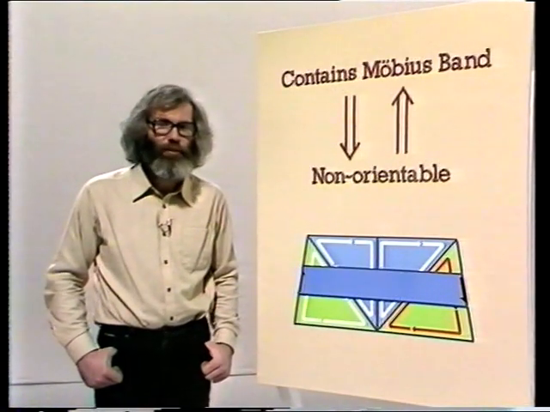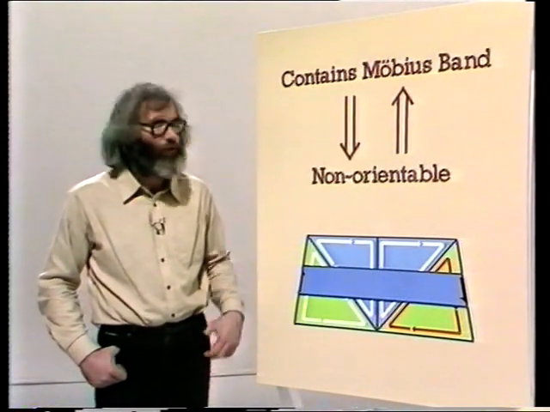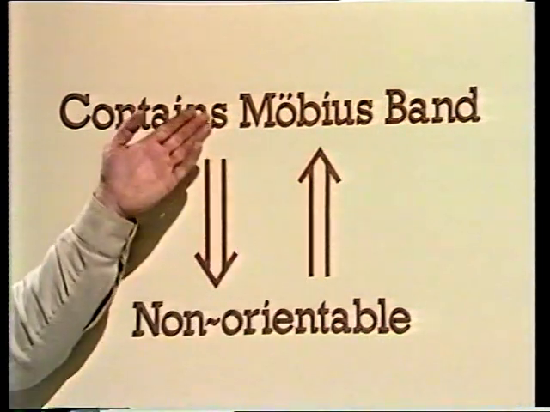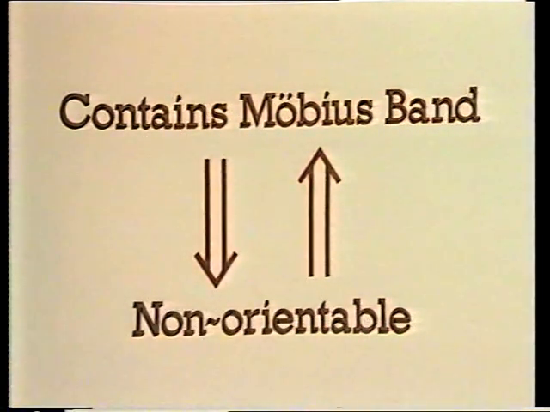And that completes our criterion for orientability. We've proved that every non-orientable surface must contain a Möbius band. Therefore, any surface which doesn't contain one is orientable.